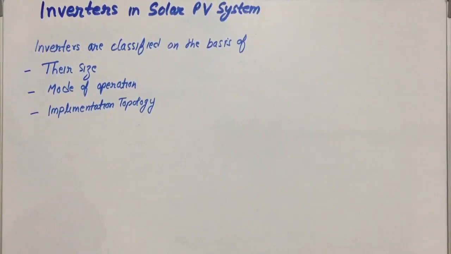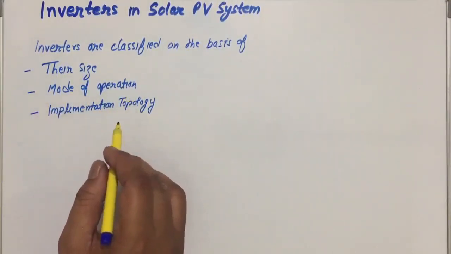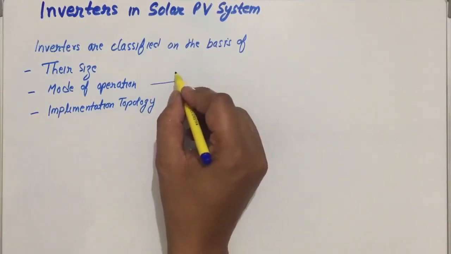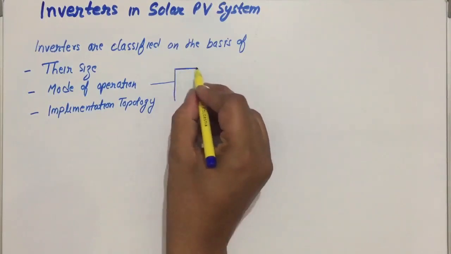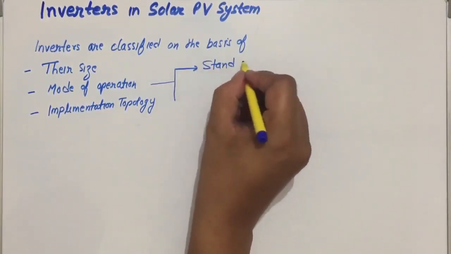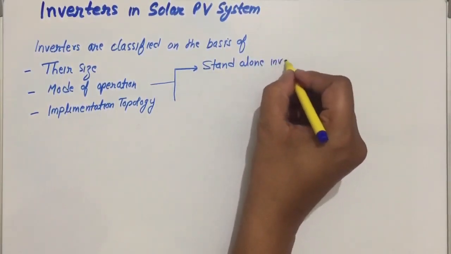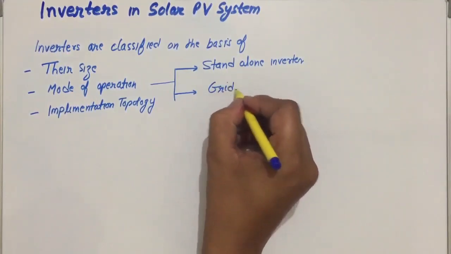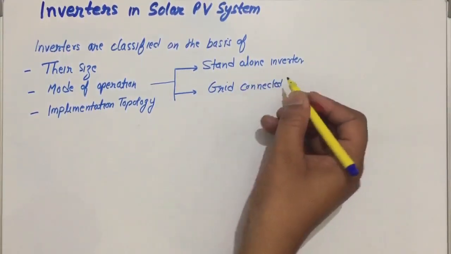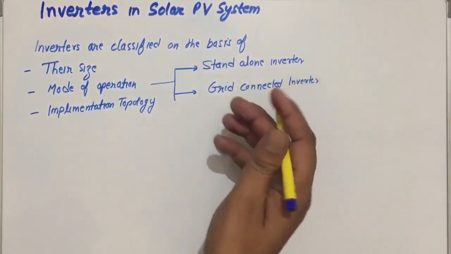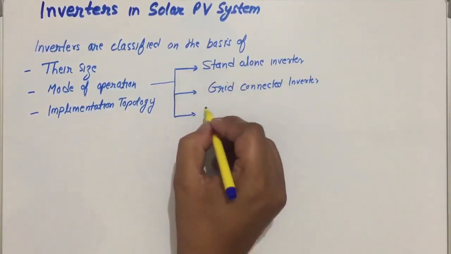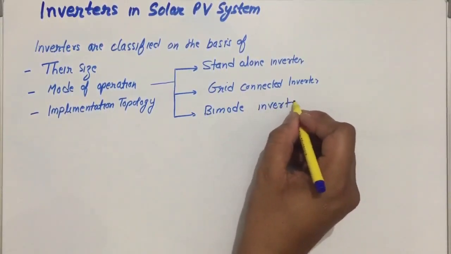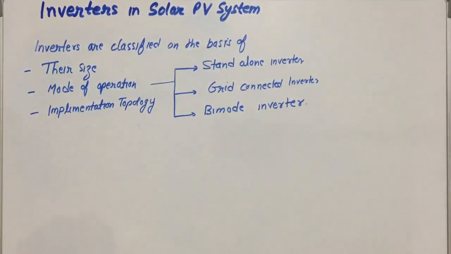And we will start our discussion from the classification of inverters on the basis of the mode of operation. On this basis the classification is done in three ways. The first is the stand-alone inverter, and the second in this classification is the grid connected inverter, and third is the bi-mode inverter, that is the combination of these two. Okay, so we will see one by one.